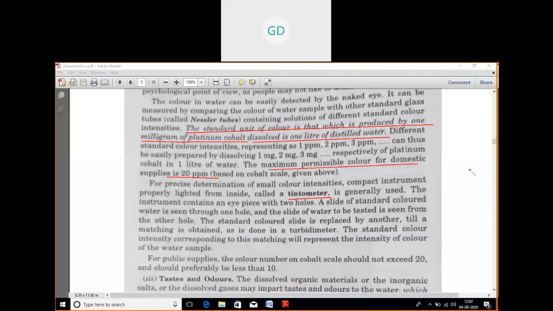So this is all about color. One more line you can write down is that for public supplies, the color number on the cobalt scale should not exceed 20 and should preferably be less than 10. Okay, so you can write about this.